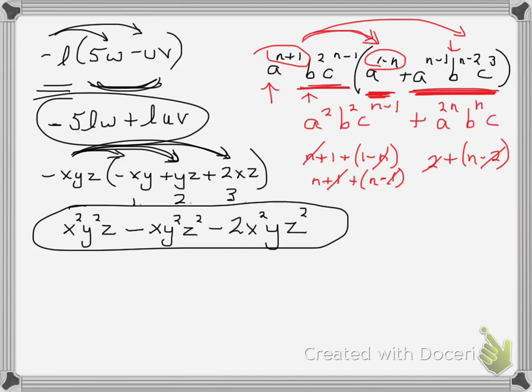And for my c terms, I've got n minus 1 for my exponents over here on the monomial, right here. And then for the one I'm distributing over, I've got a 3. So that would leave me with n, 3 minus 1 is n plus 2. And that will be your answer.